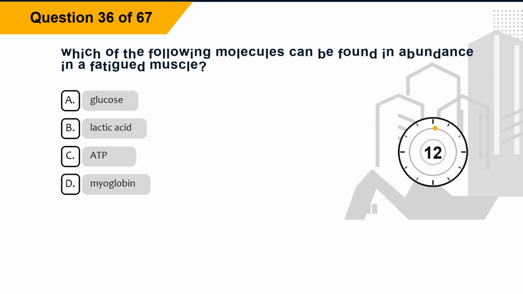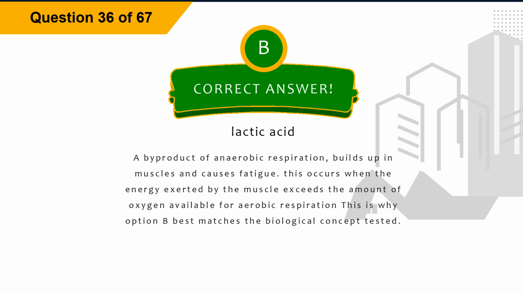Question 36. Which of the following molecules can be found in abundance in a fatigued muscle? Option A, glucose. Option B, lactic acid. Option C, ATP. Option D, myoglobin. The correct answer is option B, lactic acid.